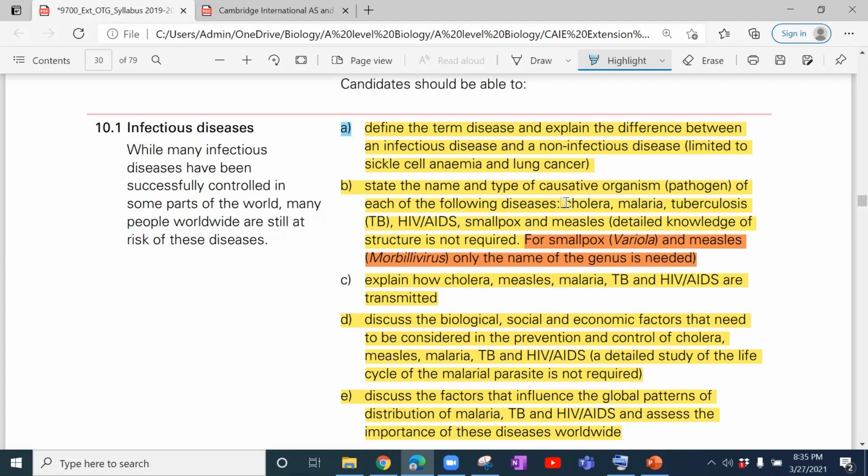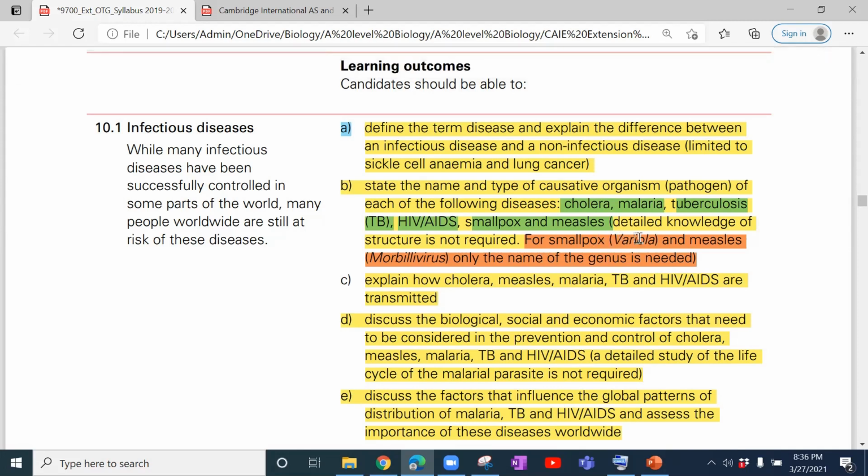These are the five that we have to cover: cholera, malaria, tuberculosis, which is also known as TB, HIV/AIDS, smallpox and measles. Detailed knowledge of the structure is not required. For smallpox, variola, and measles, only the name of the genus is needed. Explain how cholera, measles, malaria, TB, and AIDS are transmitted.